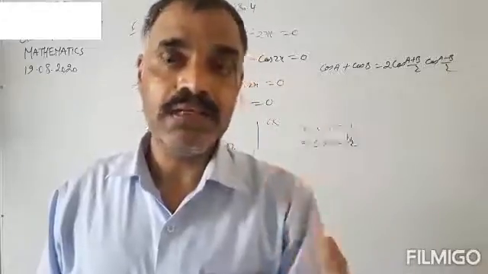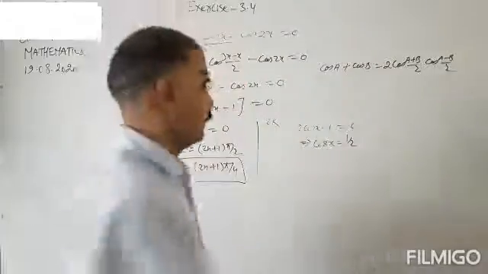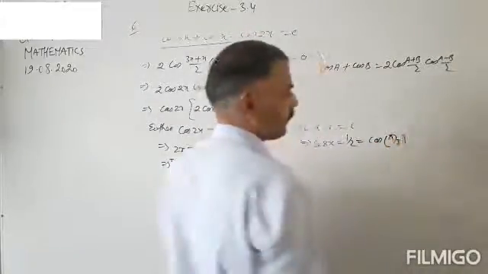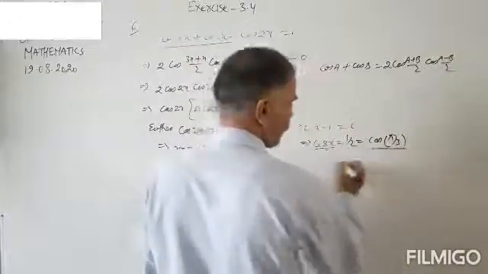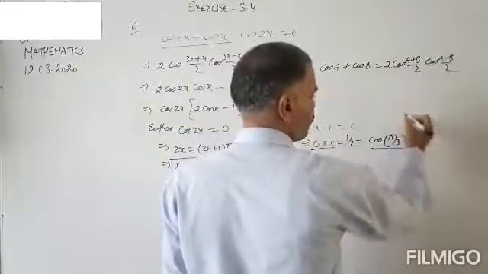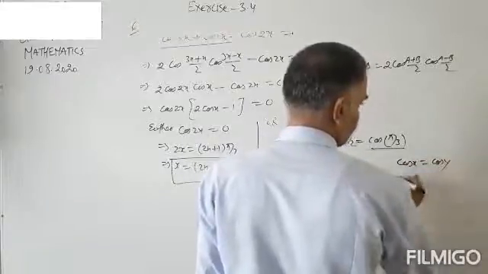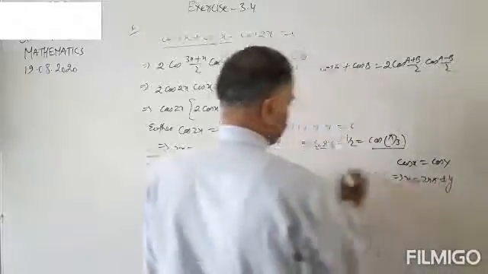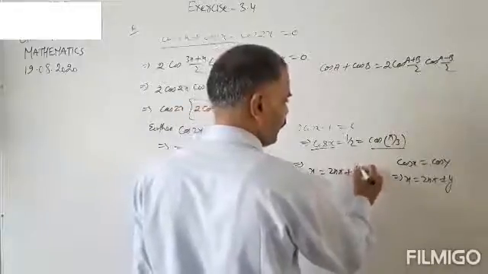At which angle is cos x equal to 1 by 2? 60 degrees. So this is equal to cos 60 degrees, that is pi by 3. So cos x equals cos pi by 3. The general solution of cos x equals cos y is x equals 2n pi plus minus y. So its general solution is 2n pi plus minus pi by 3.